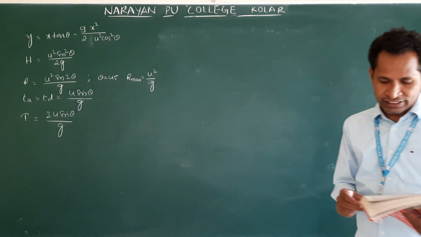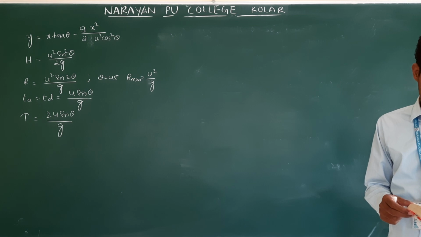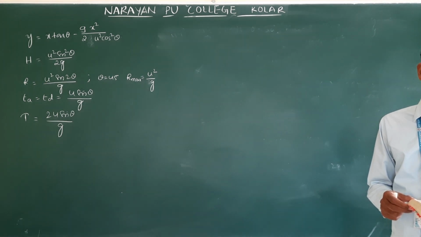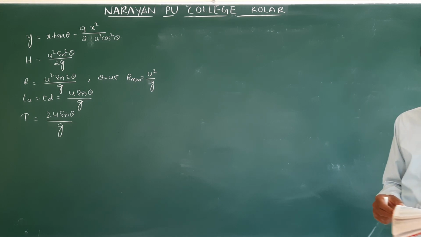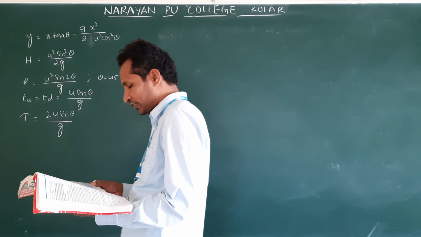A hiker stands on the edge of a cliff 490 meters above the ground and throws a stone horizontally with an initial speed of 15 meters per second. Neglect the air resistance. Find the time taken by the stone to reach the ground and the speed with which it hits the ground. Take g as 9.8.